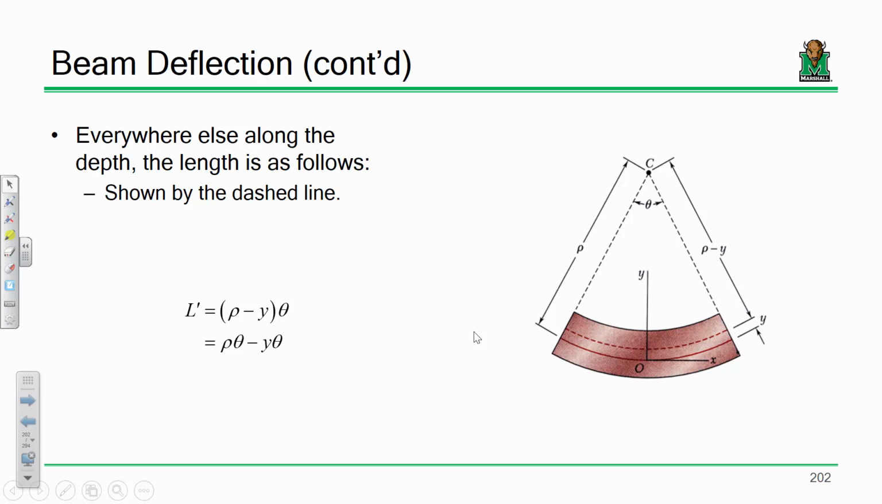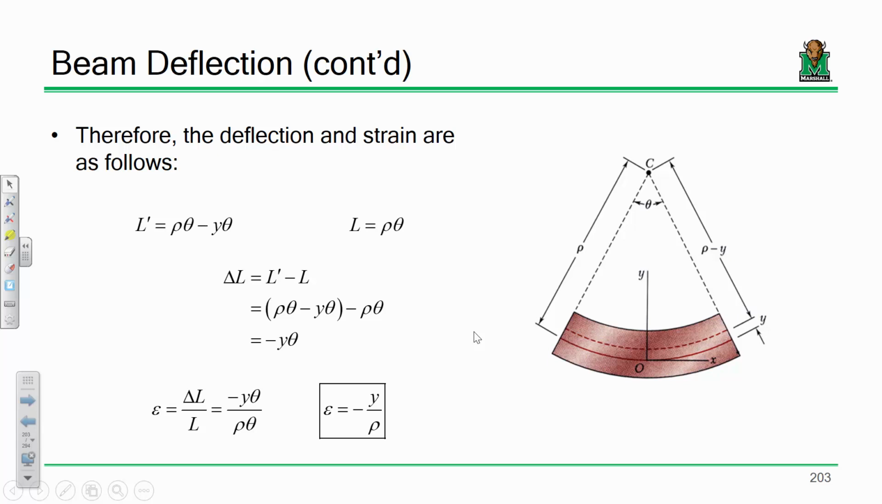So if L is the initial length and L prime is the final length, then the change in length is the difference between those two, which is just minus y theta. Well, if you know the change in length and you know the original length, what is the change in length divided by the original length? That's the strain, right? Here we have the final length, here we have the initial length, so that's the change in length over the original length, that's the strain, and there we go. I think by now that should be a pretty straightforward derivation. That's not too out there, right?